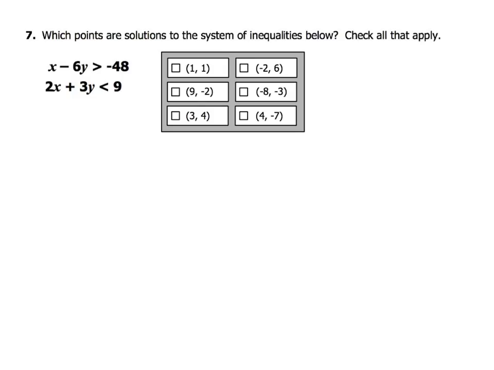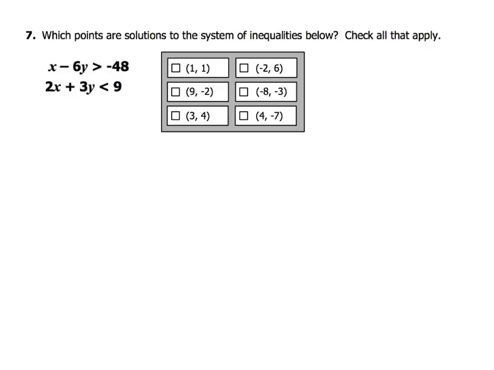All right, number 7. If you were to see a problem like this where it's asking which points are solutions to the system of inequalities below, and we want to check all that apply, what you would do is you would need to test out each and every point. So how do we do this? How do we test out points?